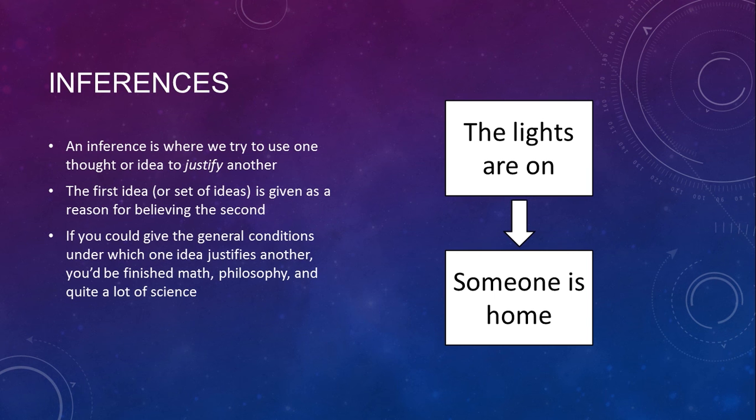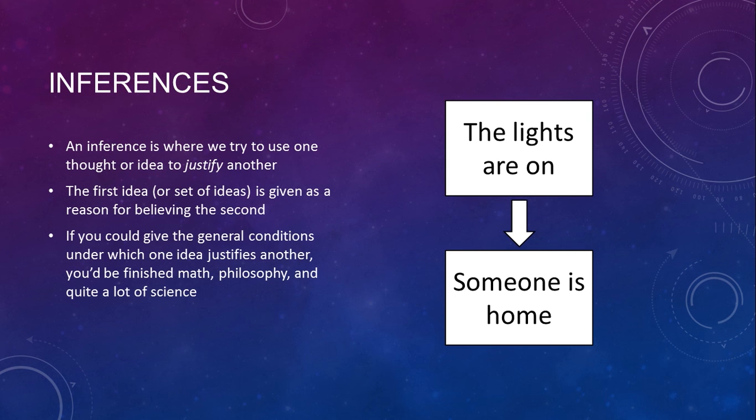And as I mentioned in the introductory class, if you were able to say in general, in any case, when one idea justifies another, you would be completely finished with the project of philosophy, quite a lot of math, like logic, and quite a lot of science as well. So inference is incredibly complicated, and it can be made simple in some specific circumstances, like if I say, all men are mortal, Socrates is a man, therefore Socrates is mortal. That's a really solid inference, and there's no ambiguity about it, because it's a really reliable argument pattern.